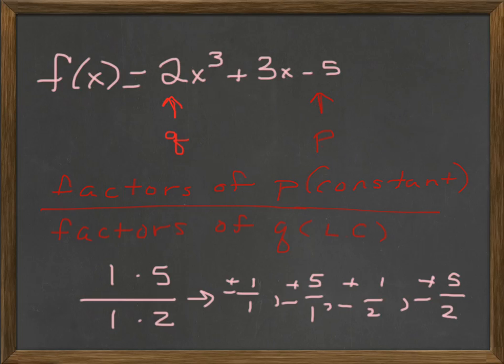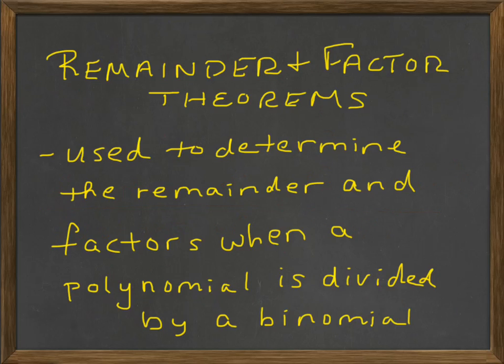These are the only possible rational roots that would be roots of the higher order polynomial 2x cubed plus 3x minus 5. They would also be our only possible zeros. The remainder and factor theorems are used to determine the remainder if we divide a higher order polynomial by a possible root, and it would give us our factors, since we would have the root, when a polynomial is divided by a binomial.